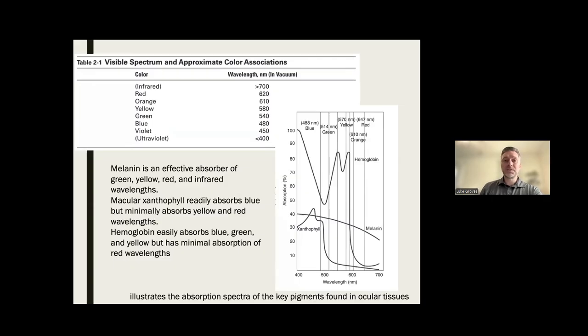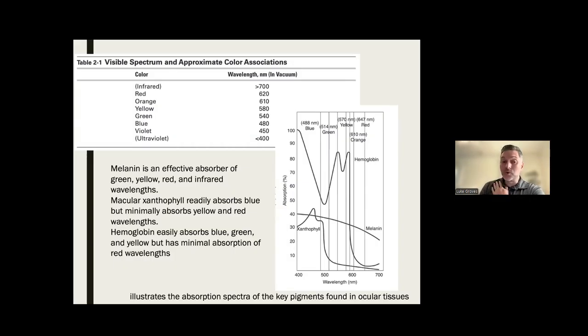These are two graphs in your BCSC that I think are worth memorizing. We talked about the ROYGBIV spectrum, with red closer to 700 down to violet closer to 400, and being able to understand that visible spectrum. Infrared is above 700, and ultraviolet light is less than 400. Then the bottom right graph shows where common wavelengths are absorbed by different materials in the eye. Melanin is a really effective absorber of the green, yellow, red, and infrared wavelengths, and you should be aware of that. Macular xanthophylls readily absorb blue and minimally absorb yellow and red.